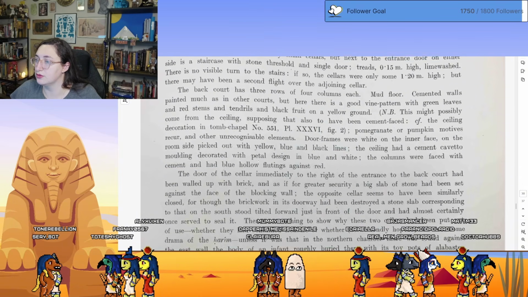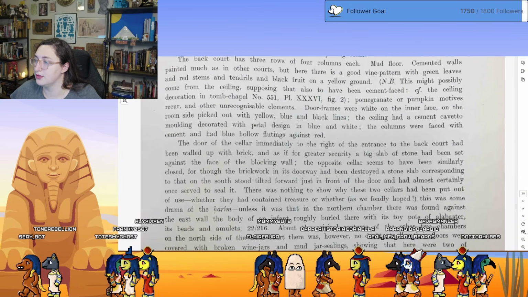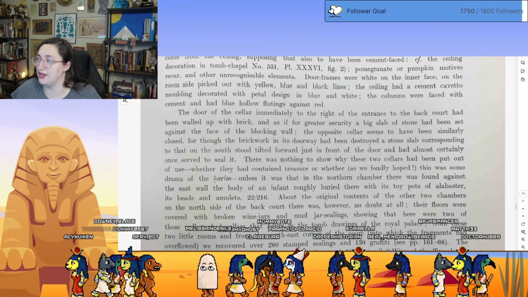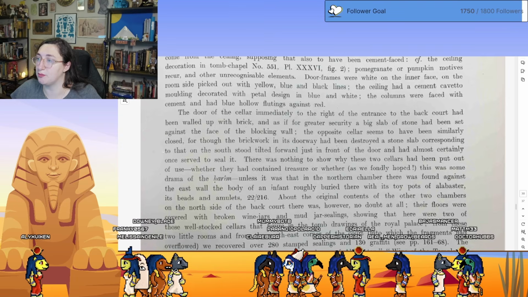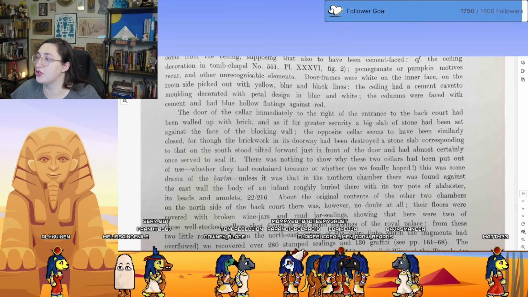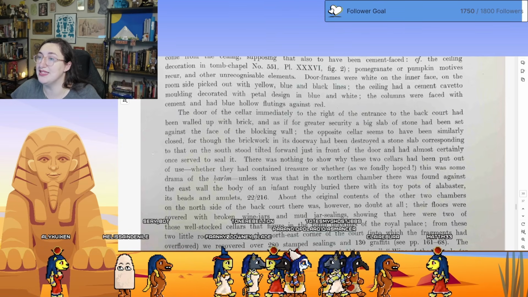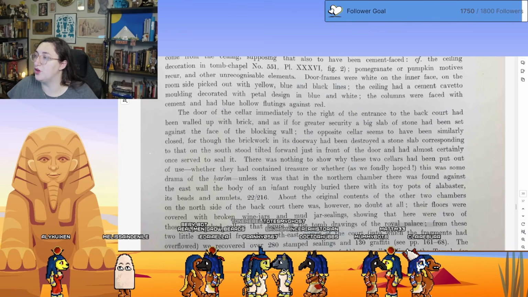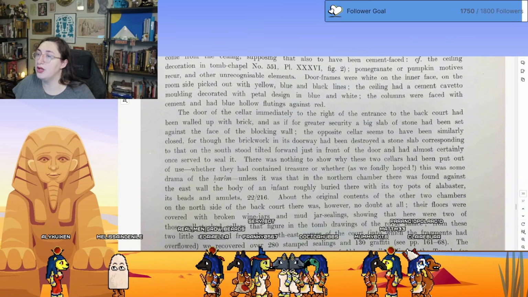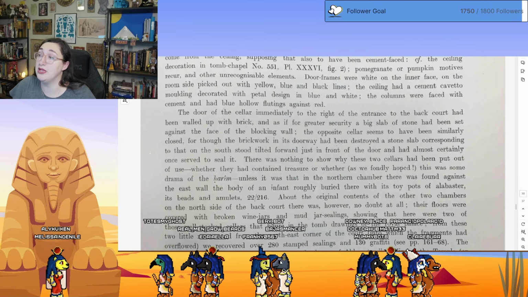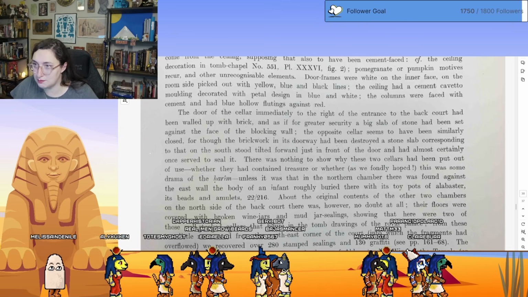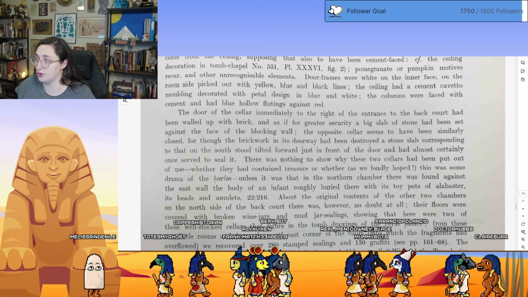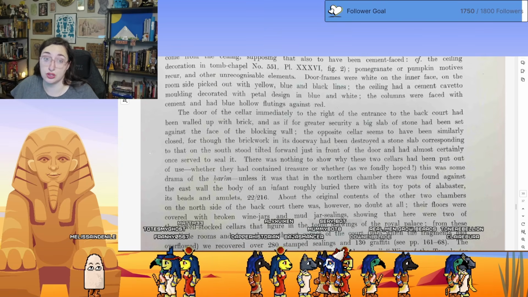Here we go. The door of the cellar immediately to the right of the entrance to the back court had been walled up with brick, and as if for greater security, a big slab of stone had been set against the face of the blocking wall. The opposite cellar seemed to have been similarly closed, for though the brickwork in its doorway had been destroyed, a stone slab corresponding to that on the south stood tilted forward just in front of the door, and had almost certainly once served to seal it.